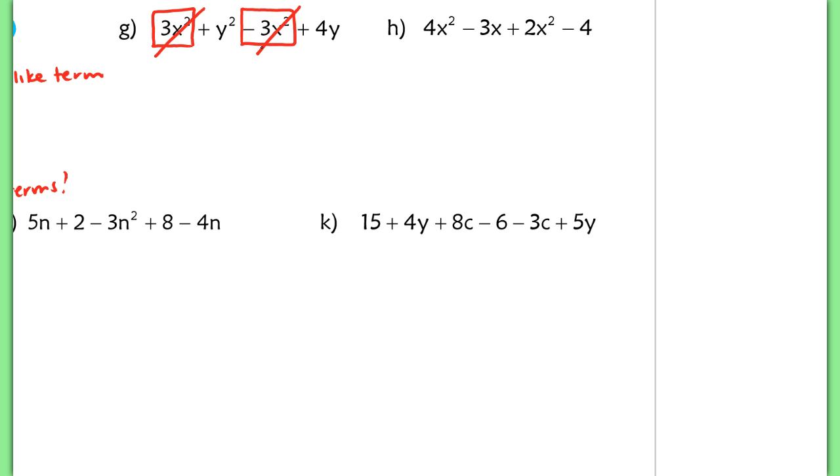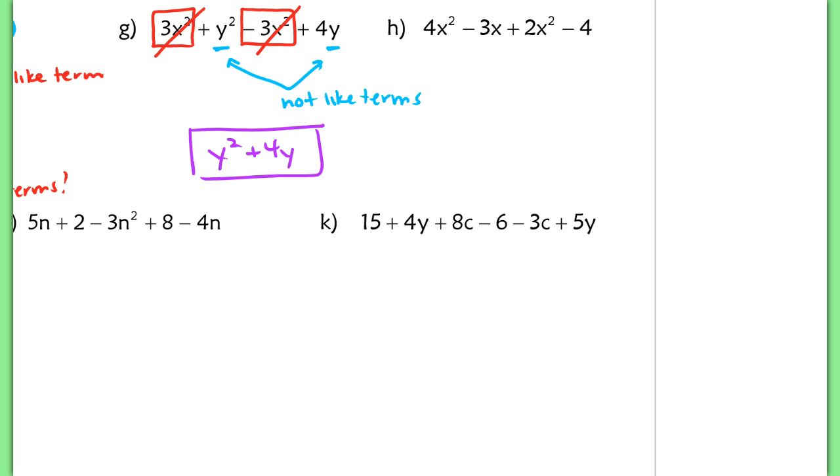Okay. Then I have y squared and 4y left over. Remember, y squared and y, these are not like terms. They need to have the exact same exponent, and because this y does not have a 2 there, they are not like terms. So my final answer here is actually just going to be y squared plus 4y because I cannot combine those 2 terms.